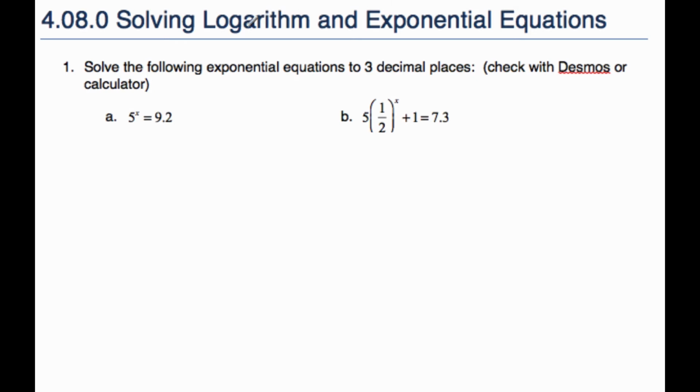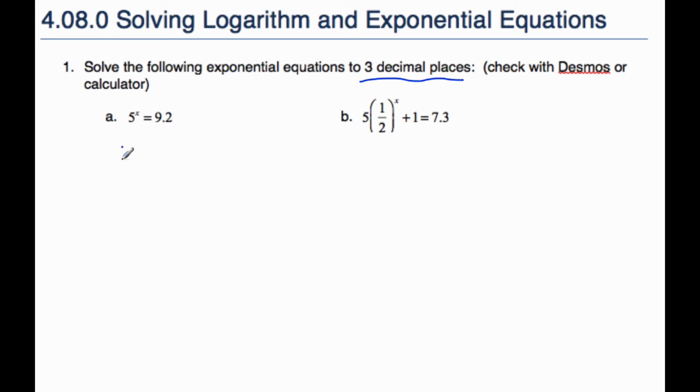Okay, Mr. Officer, we are solving logarithm and exponential equations today. And so we're going to solve to 3 decimal places, and we're going to check with Desmos. So when I have this here, I have several approaches I could do, but I know I have to lower the exponent, so I'm going to use logarithms.